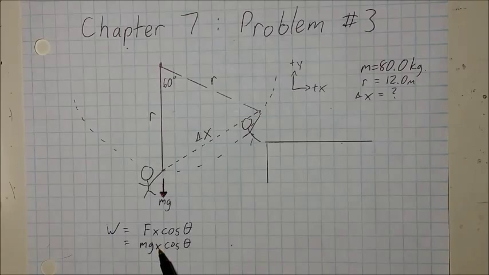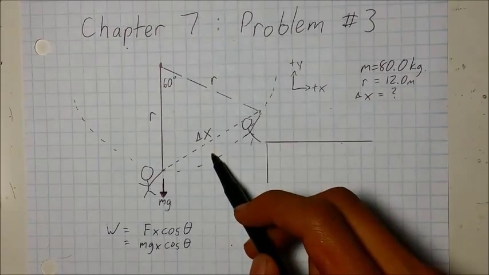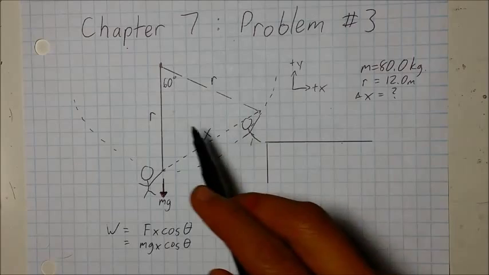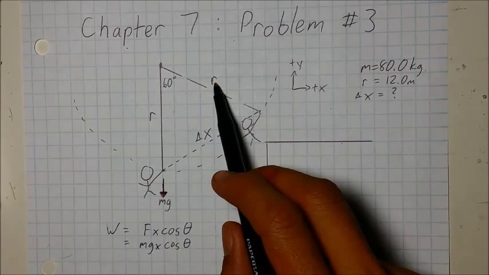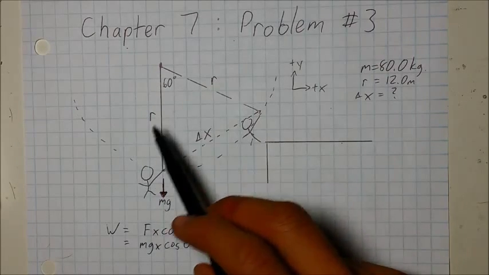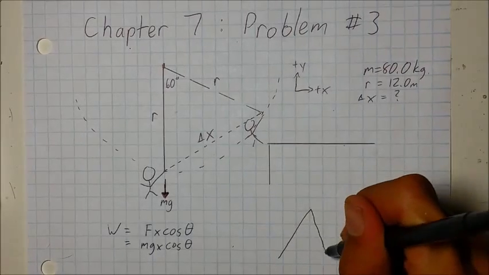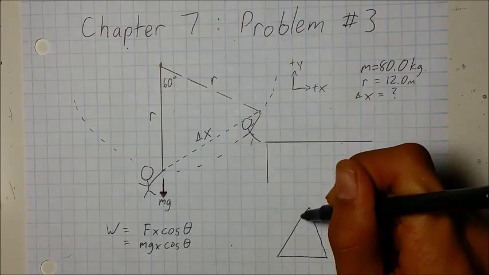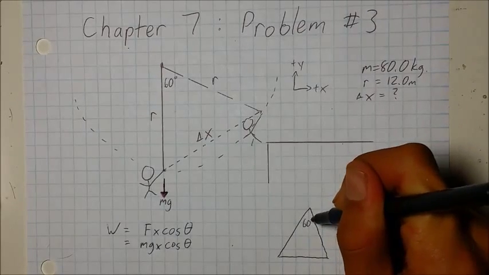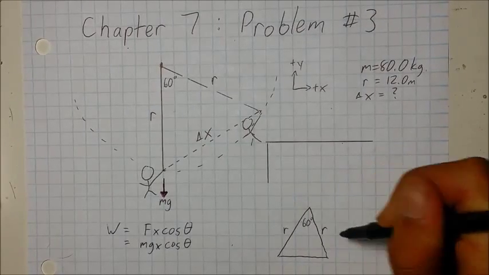So to find x, we can look back at this diagram, and we notice that these two lengths are equal. So that means this must be an isosceles triangle. So I'm going to draw that here, where this is 60 degrees. That's length R, that's length R.